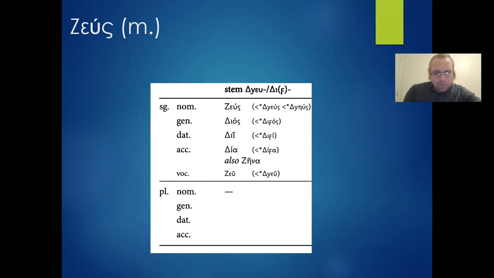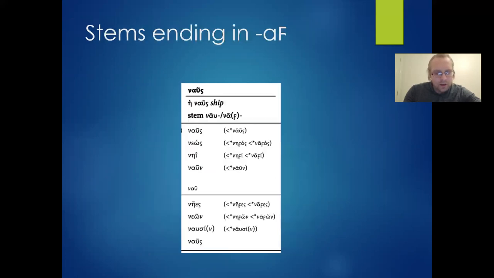Okay, let's move on directly then to the following and the concluding set of third declension nouns, namely those with the stem ending in a u or o sound.